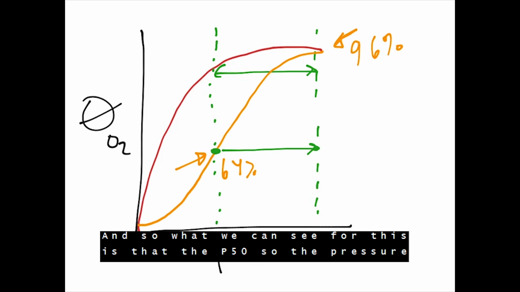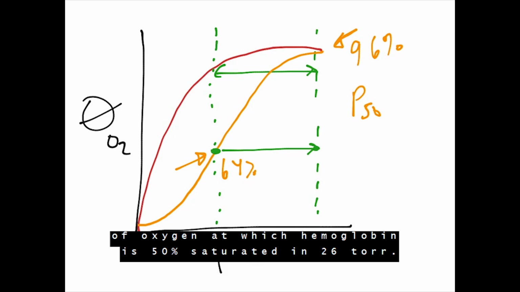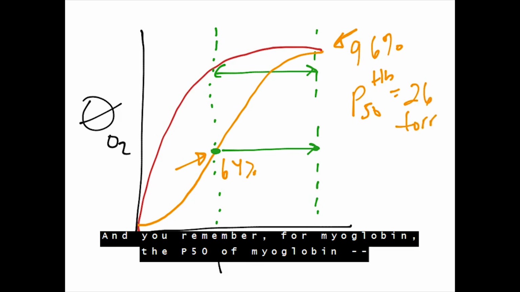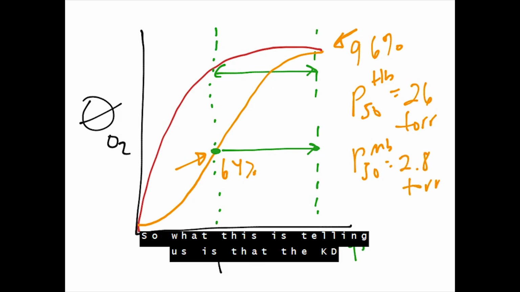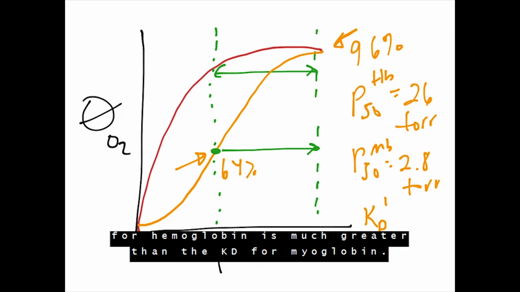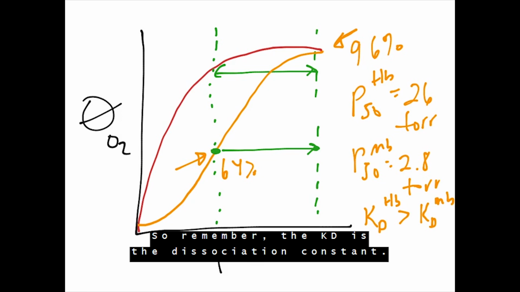And so what we can see for this is that the P50, so the pressure of oxygen at which hemoglobin is 50% saturated, is 26 torr. And you remember for myoglobin, the P50 of myoglobin, that's an M, was 2.8 torr. So what this is telling us is that the KD for hemoglobin is much greater than the KD for myoglobin. So remember, the KD is the dissociation constant.